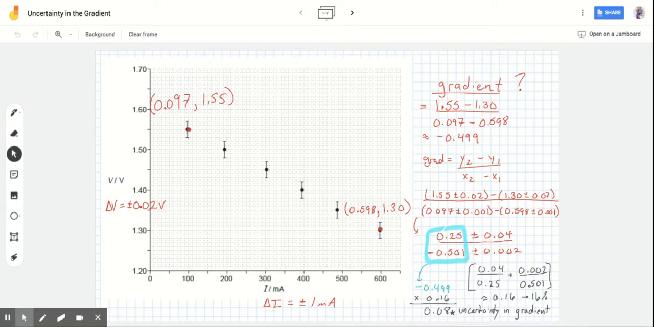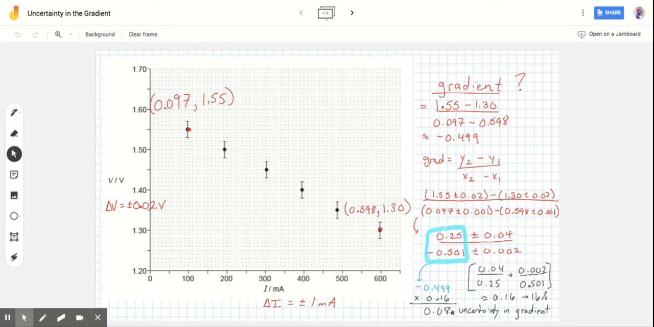So in looking at this, we have y2 and y1, x2 and x1. So the very first thing I did is I subtracted 1.55 to 1.30 and got 0.25, and then 0.097 to 0.598 and got negative 0.501. And then with our subtraction error propagation, we add the absolute uncertainties. So that's how I got 0.04 and 0.002. We add those absolute uncertainties.